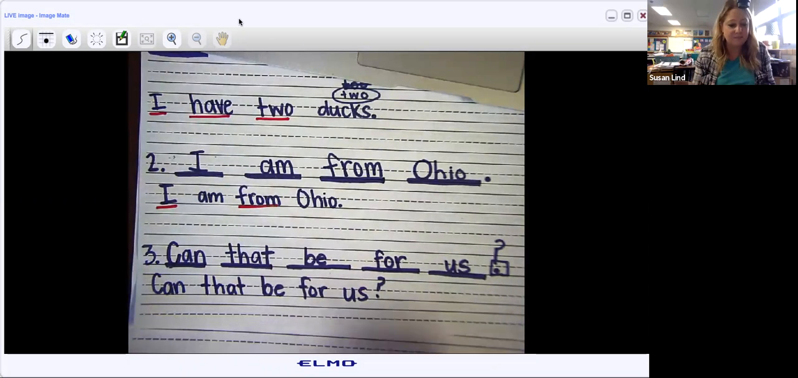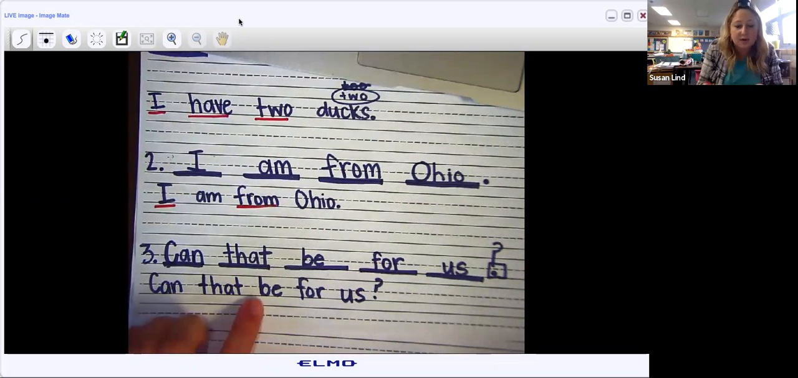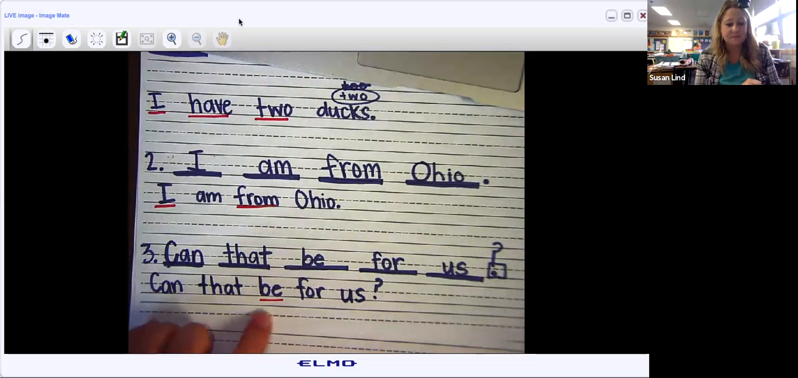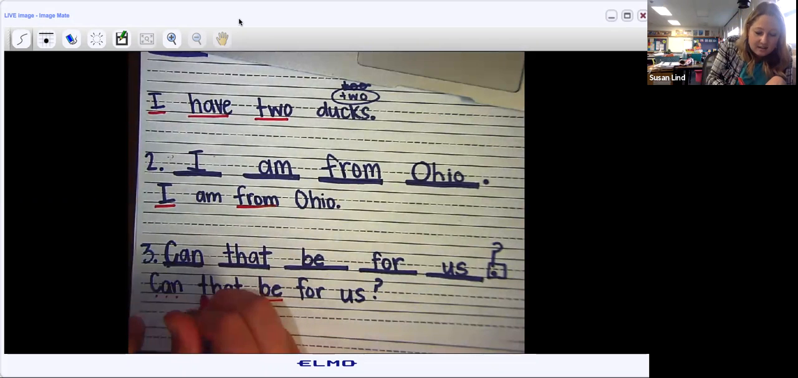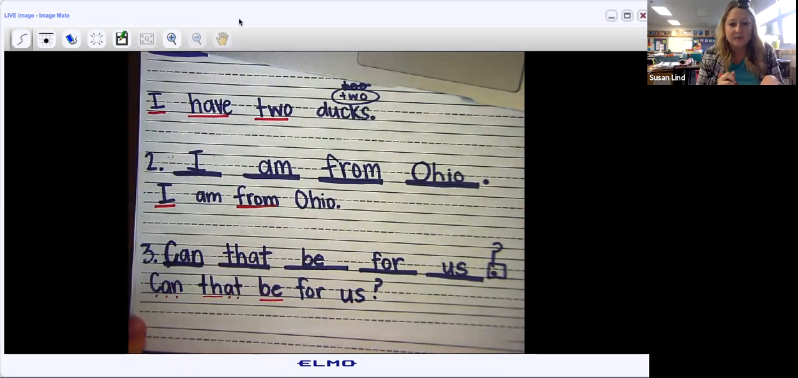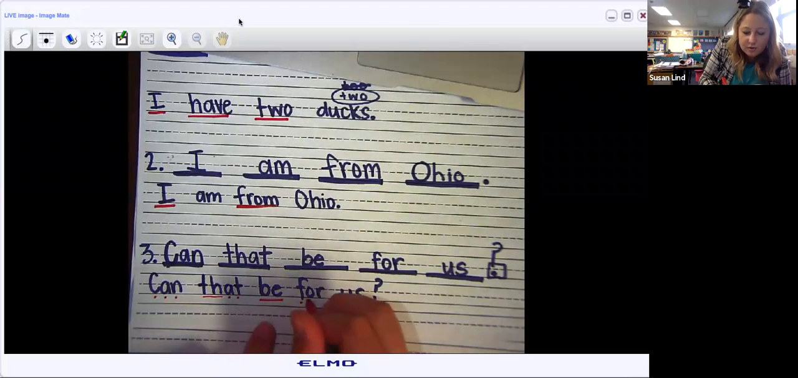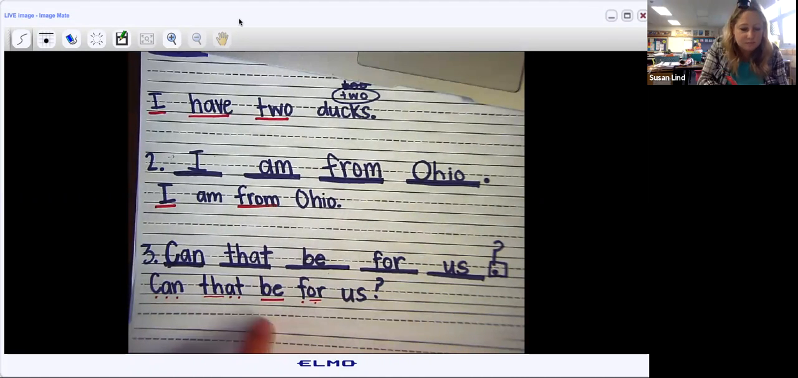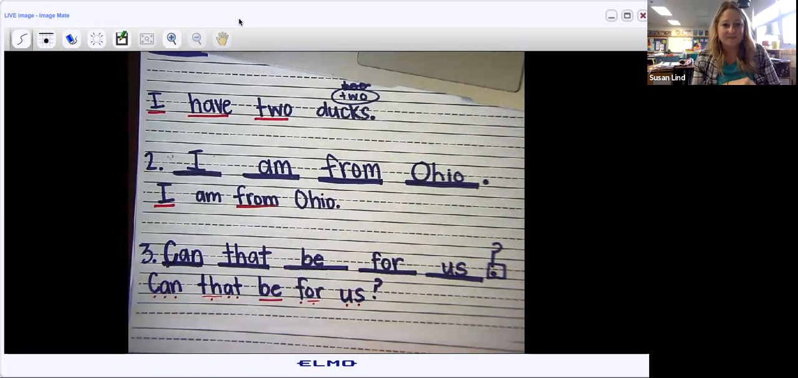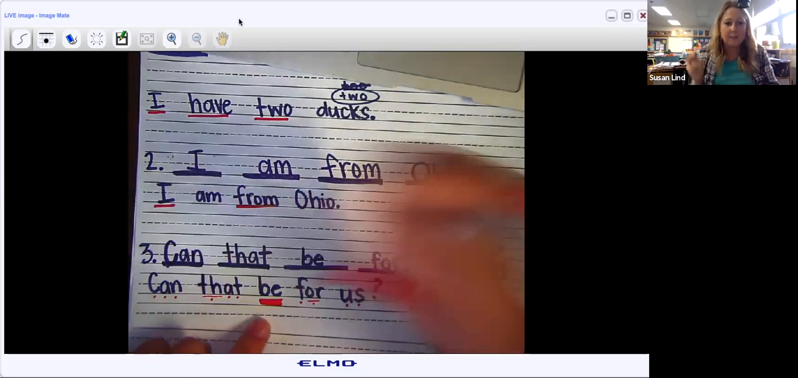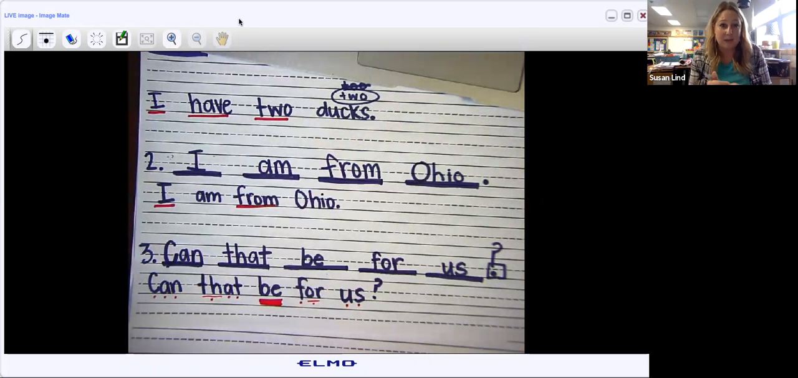Take that red, we're going to underline the word be. That is our sight word. That's the only one in here. We can sound out can, ka, a, n. We can sound out that, at. We can sound out for, or. And us, us. Okay, so if I can sound it out, I'm not going to underline it. Well, I can sound out B, but that is our sight word.